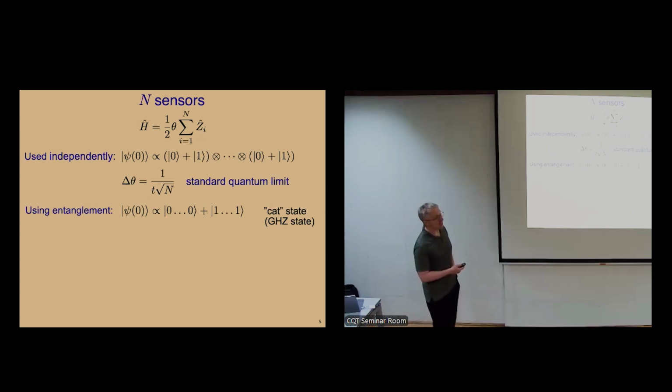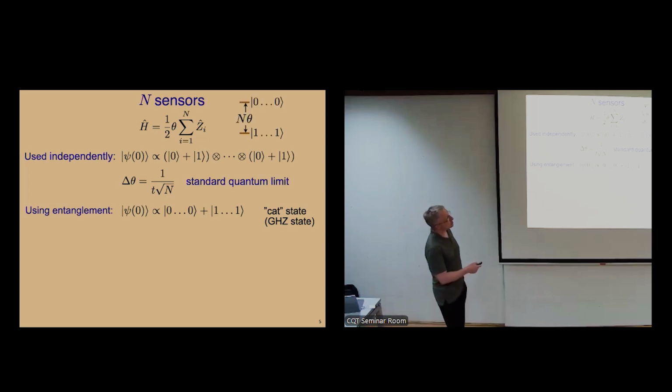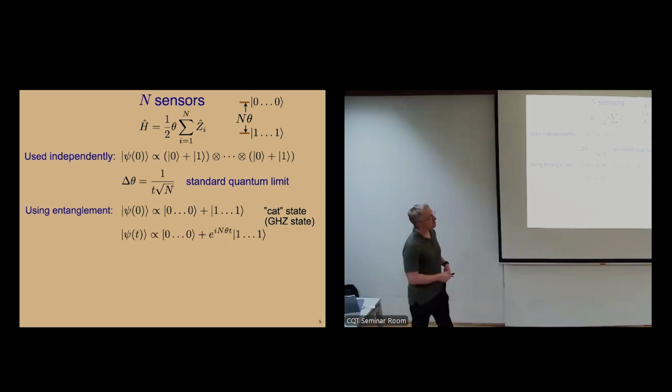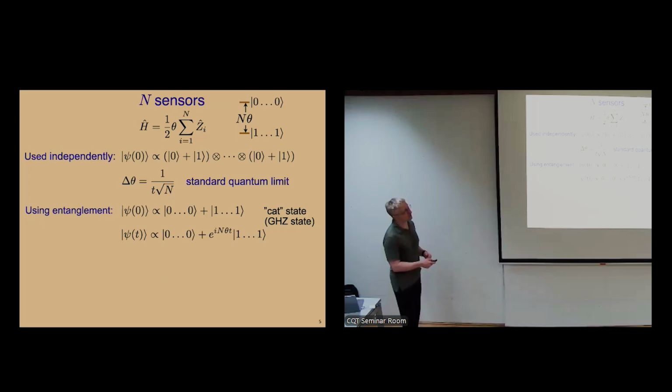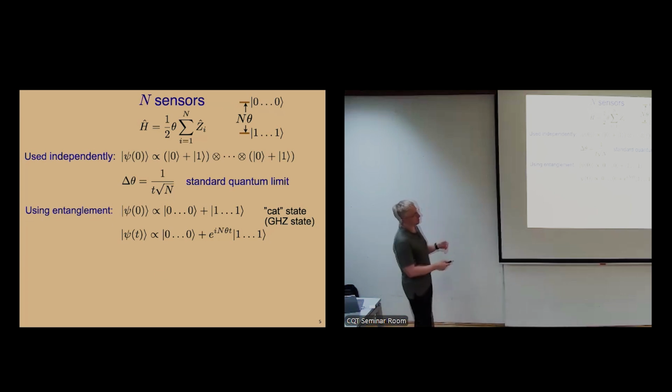On the other hand, if you're allowed to use entangled states, then actually you could start with this GHZ state, which is all zeros plus all ones. You can also call it a cat state. And then these two states are actually the lowest energy and the highest energy eigenstates of this Hamiltonian. They're separated by n theta. After time t, the state 1, 1 picks up a phase n theta t relative to the state 0, 0. And then in exactly the same way as in our single qubit example, from this phase, you can measure theta with an uncertainty 1 over nt, which is the thing that's multiplying theta in the phase.